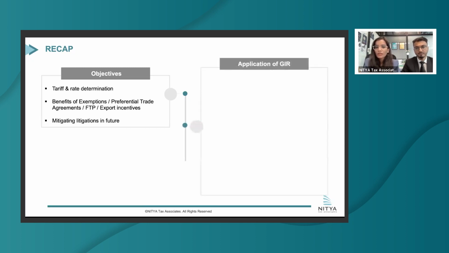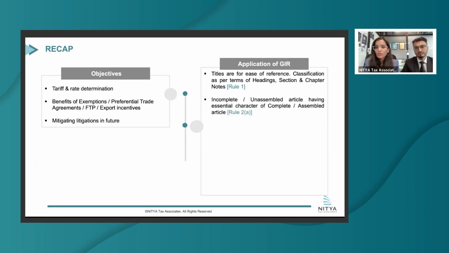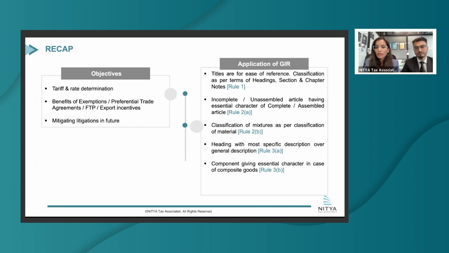Then in our second webinar, we discussed in detail what the GIR, the General Rules of Interpretation, are and how they guide the entire classification exercise. Basically, unless otherwise provided in a specific section or chapter note, these are the broad principles which guide the classification, like how you classify an unassembled article, an incomplete good, a composite good, or a mixture.